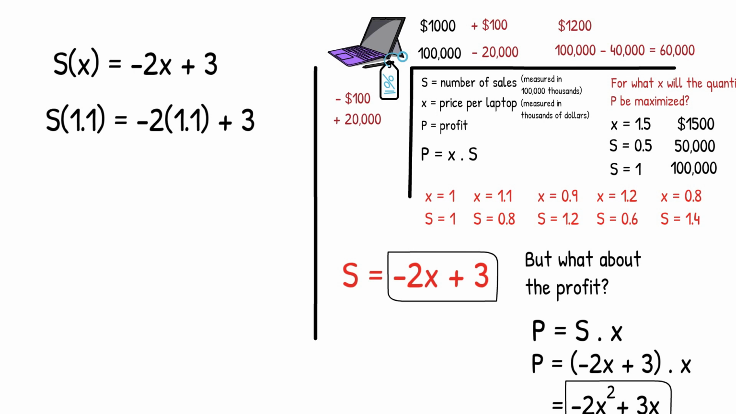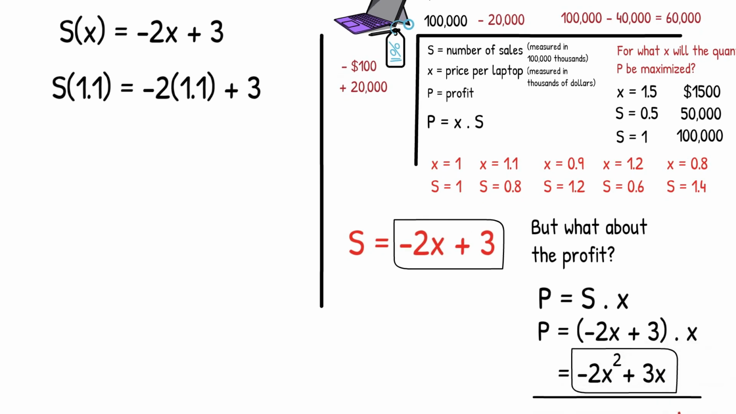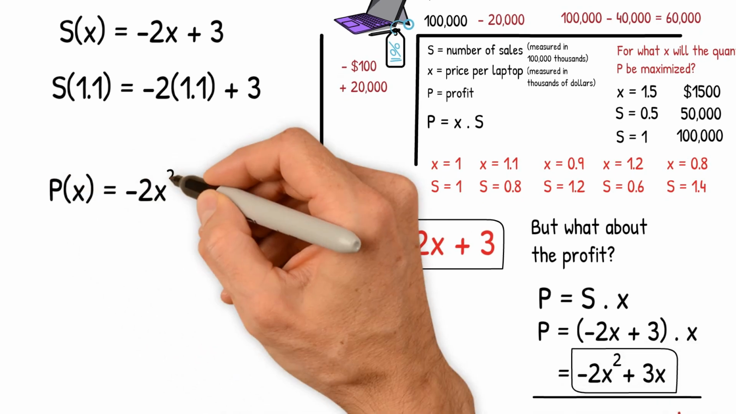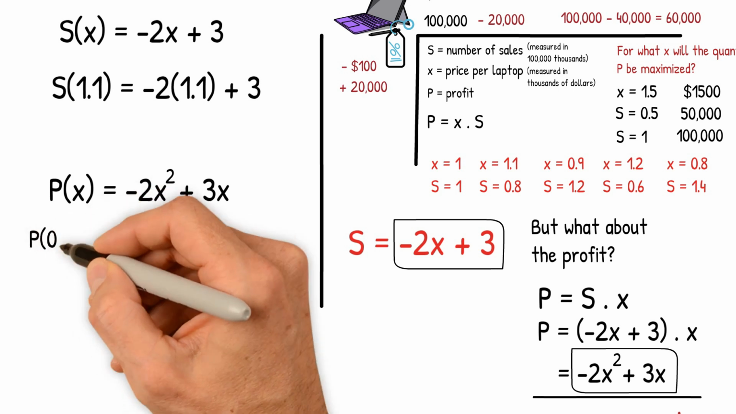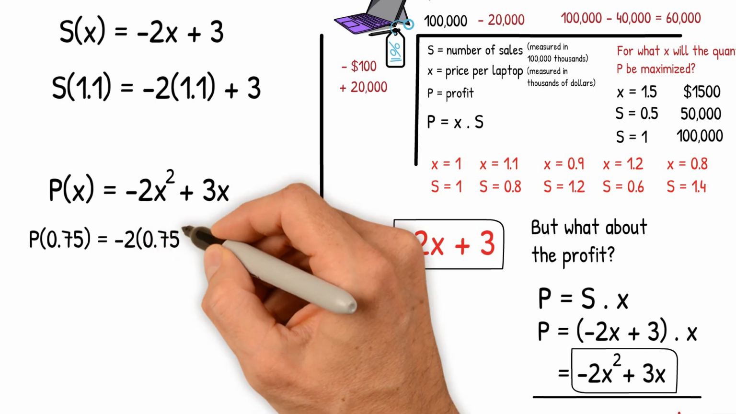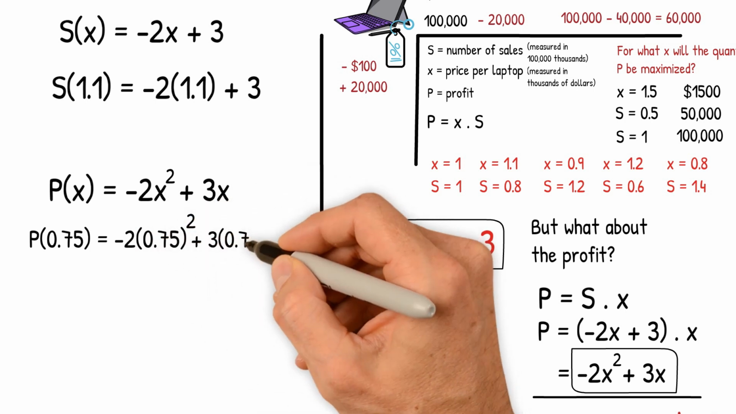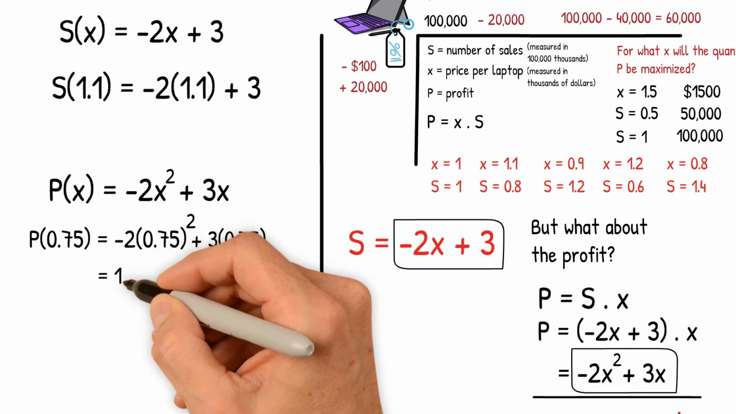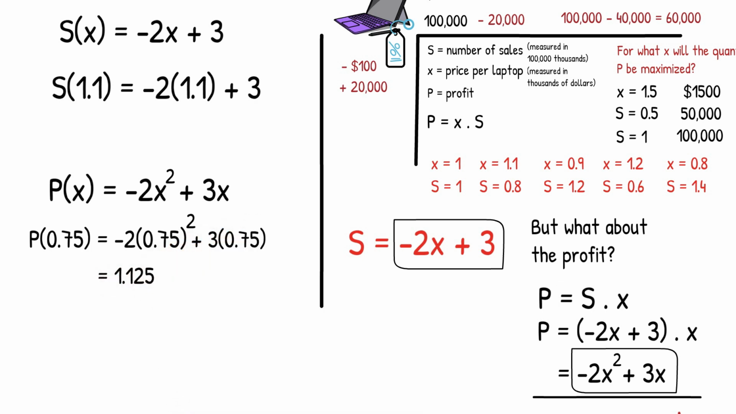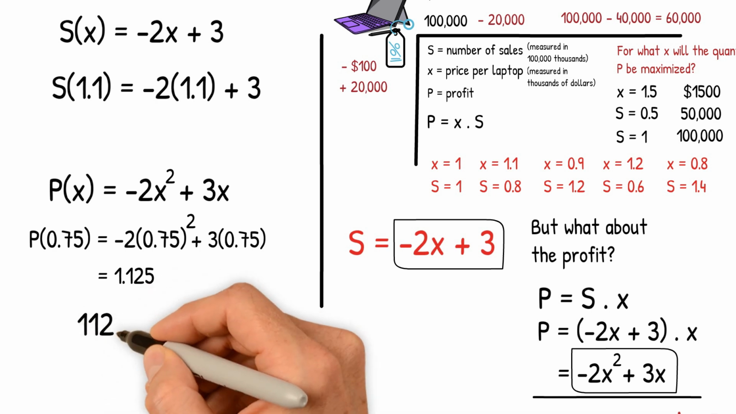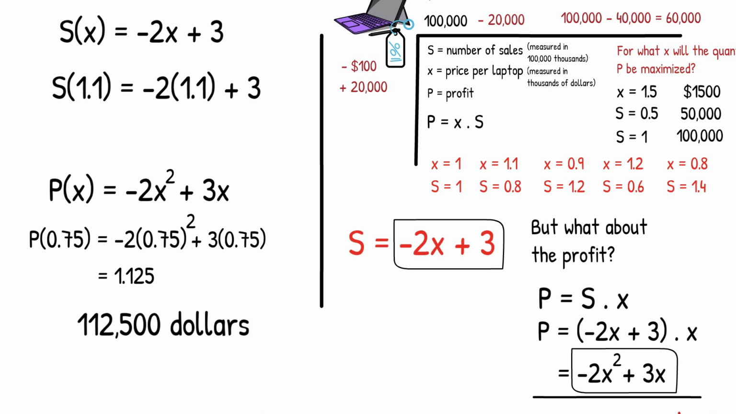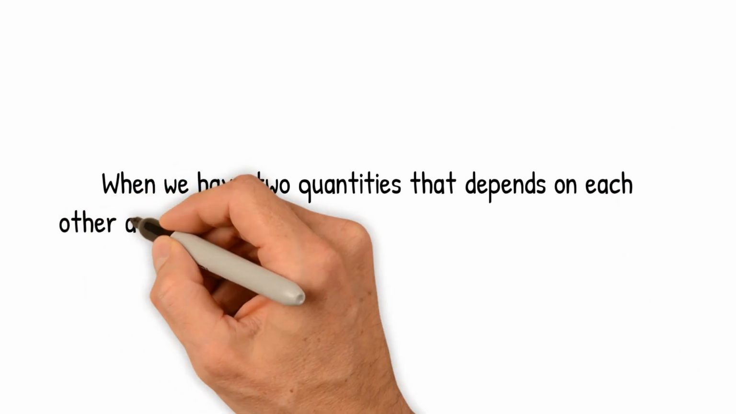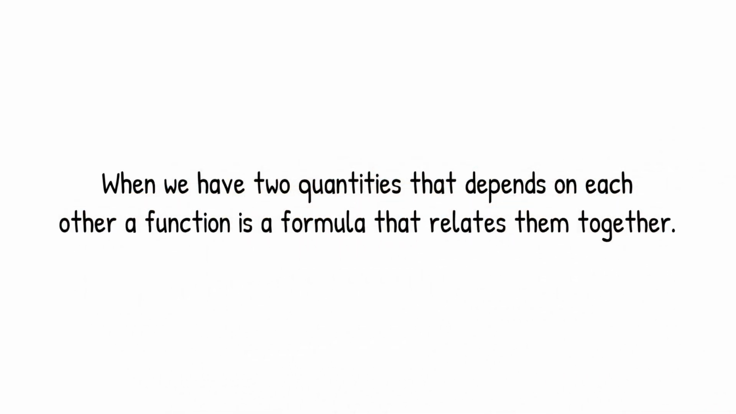In this example, with the profit, the last one we did, we had the function p of x equals negative 2x squared plus 3x. So the maximized profit at x equals 0.75 would be p of 0.75 equals negative 2 times 0.75 squared plus 3 times 0.75 equals, overall, if you multiply it out, 1.125. That is $112,500 based on the units we're using. When we have two quantities that depend on each other, a function is the formula that relates them together.